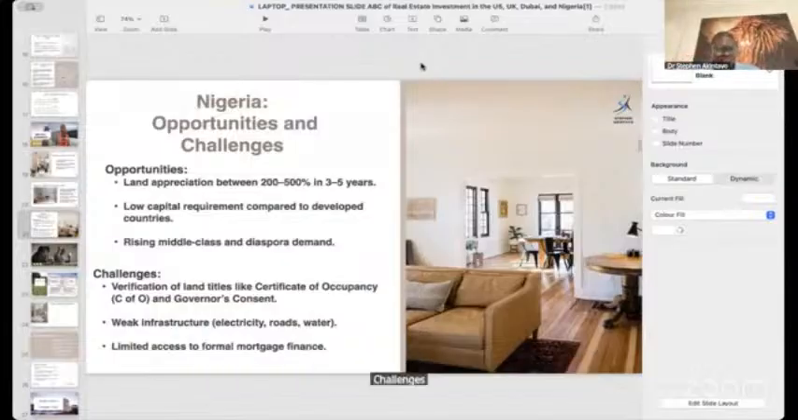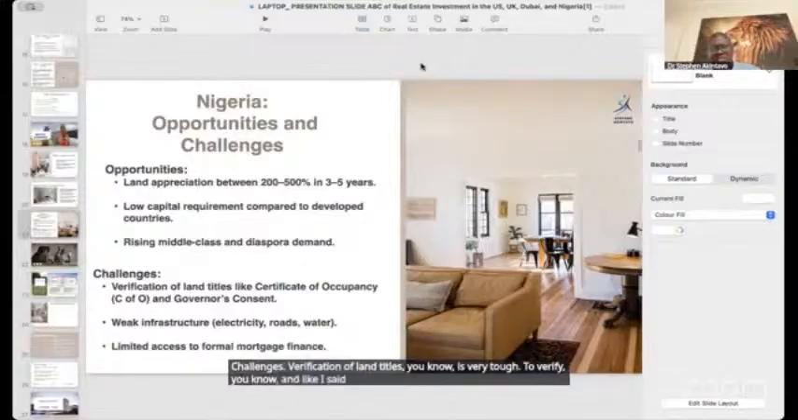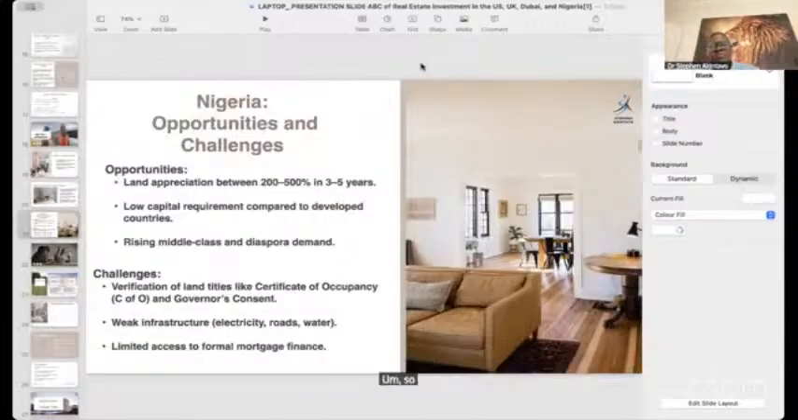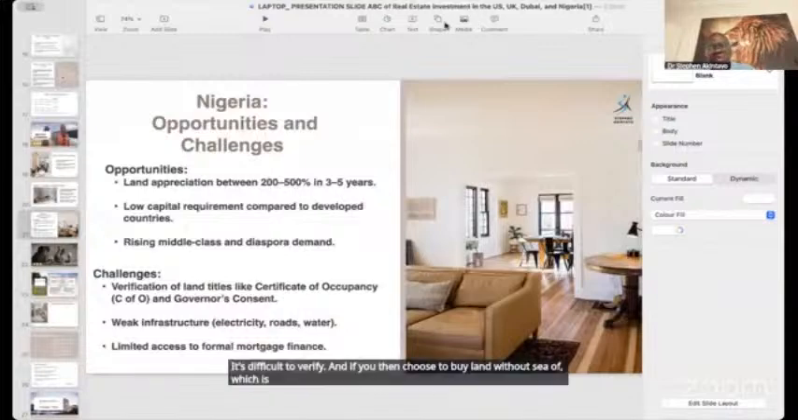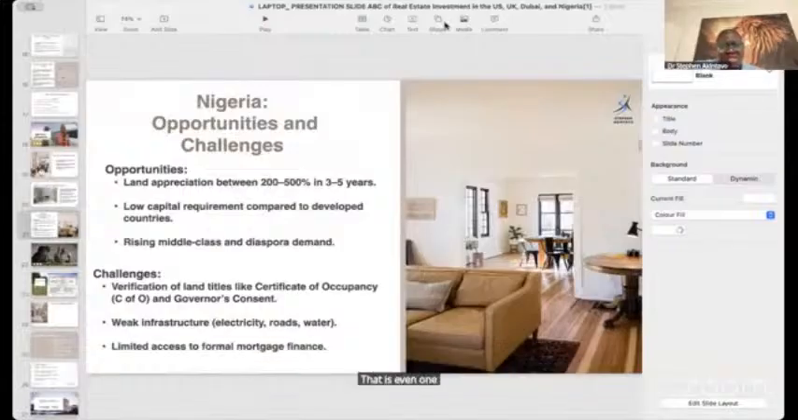Challenges. Verification of land titles is very tough, and like I said, even the C of O is the official way to have a lease, because the C of O is for 99 years, which you have to renew after 99 years. So even if the property has a C of O, how do you verify it if you don't have good lawyers? It's difficult to verify. And if you choose to buy land without a C of O, which is okay, you can buy land without a C of O and then go and process your C of O. That is even one of the ways to buy land at a cheaper price.